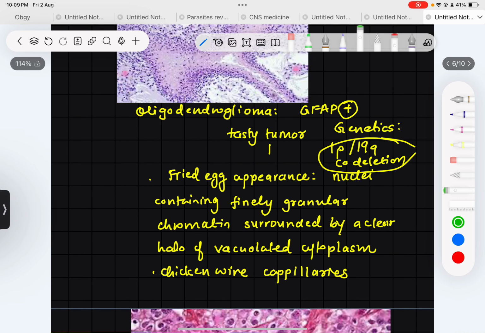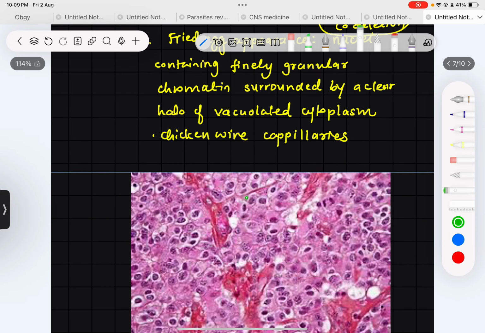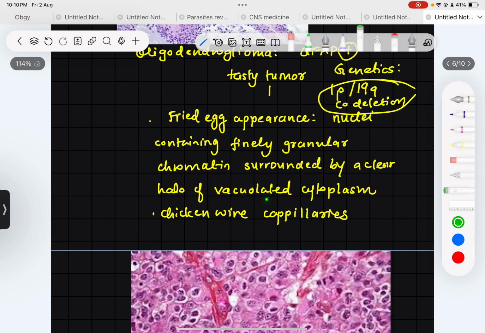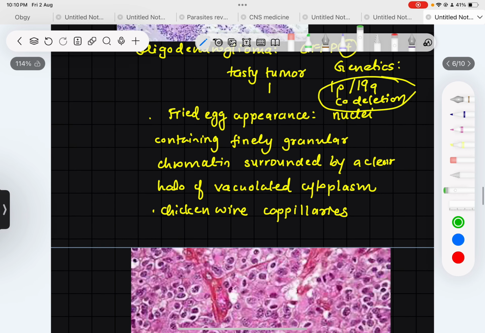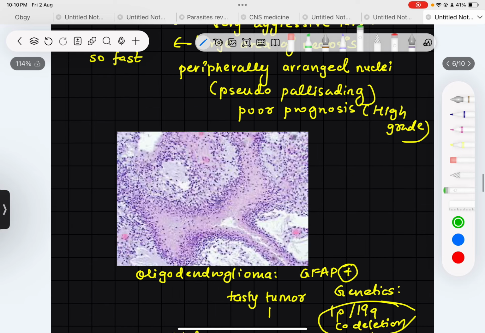Now the oligodendroglioma. We know that it is also GFAP positive, and it is a tasty tumor of the brain because it has two typical appearances, fried egg and chicken wire. In the fried egg appearance, as we can see here, the nuclei contain finely granular chromatin surrounded by a clear halo of vacuolated cytoplasm, and chicken wire capillaries will be seen. Also you can remember the genetic part, it is 1p19q co-deletion.